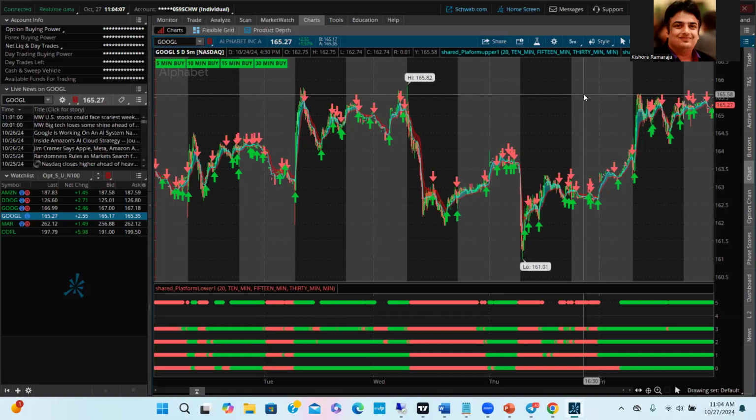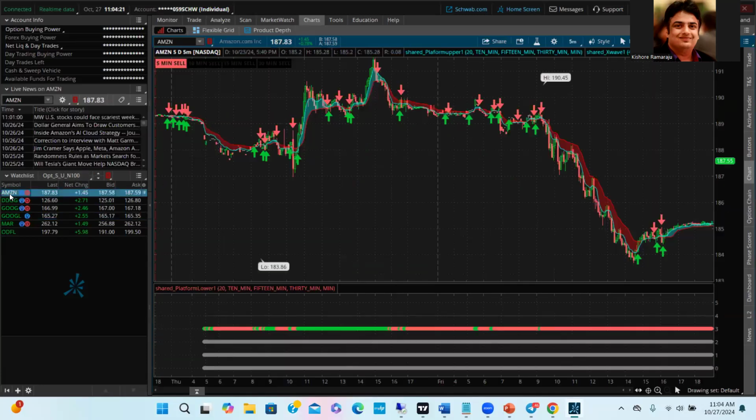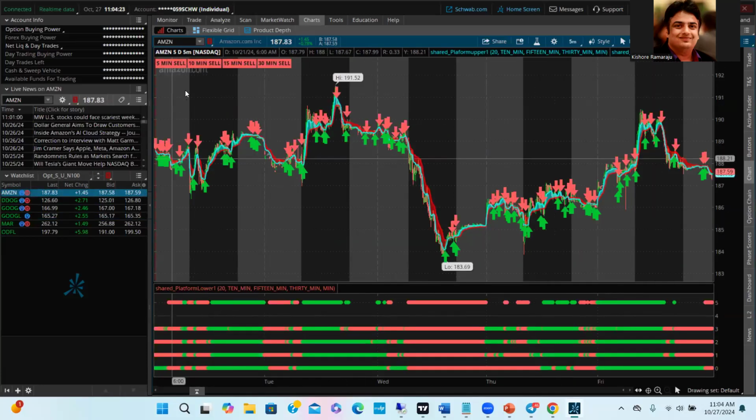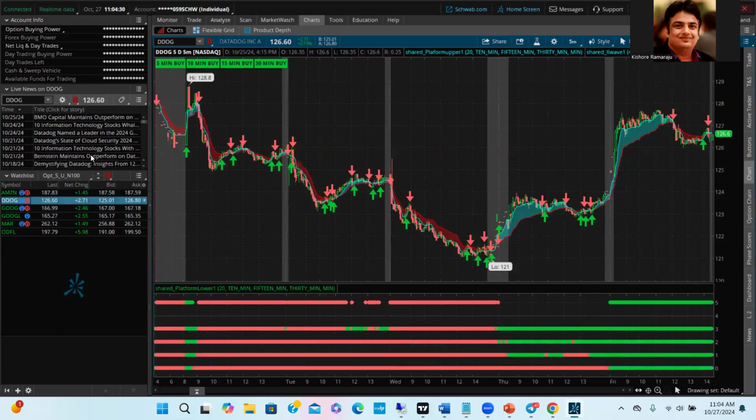There are different tools, different indicators which will help us tell which are the good stocks, right? For example, let us say I have a scanner which will scan all the NASDAQ stocks, all the QQQ stocks. So, for example, Amazon, everything is red. That means it is in a downtrend. If I look at DDOG, everything is green. That means it is in an uptrend.